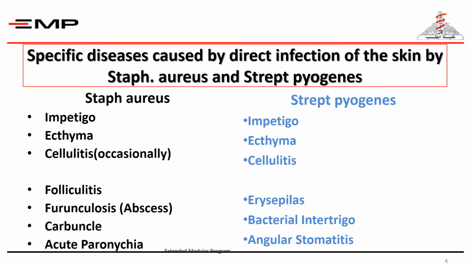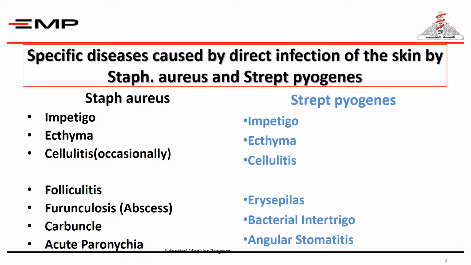The specific diseases caused by direct infection of the skin by Staph aureus and Strept pyogenes have been categorized as follows. There are three diseases that can be caused by Staph aureus and/or Strept pyogenes. That means when you take a scrape from the lesion, you will find either Staph aureus or Strept pyogenes or both. And these are impetigo contagiosum, eczema, cellulitis.